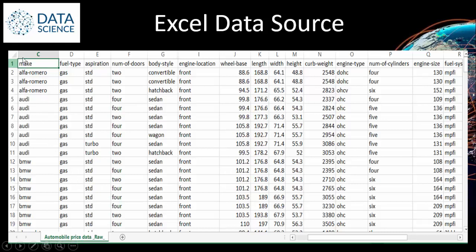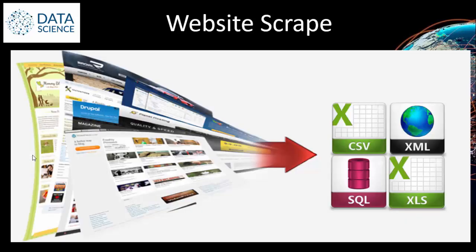You can see automobiles like Audi, BMW, the fuel type, how many doors, and other measurements like wheelbase, length, width, height and so on. This is how we will get the data, and we have to clean this data and go for the training of the model. Most projects will follow the Excel data source. And the third one, as I said, is website scraping.